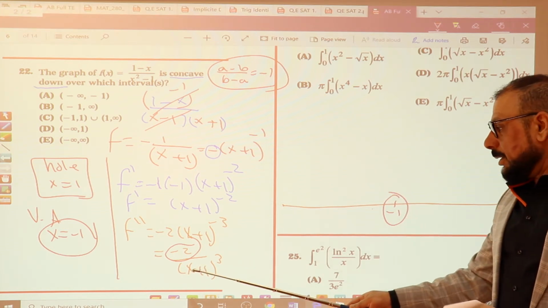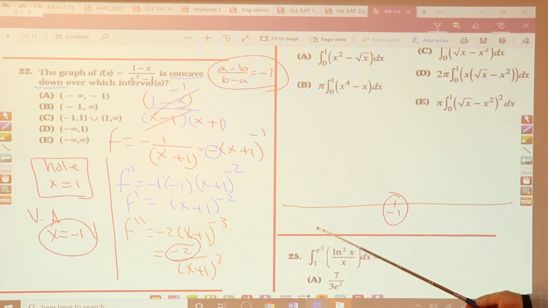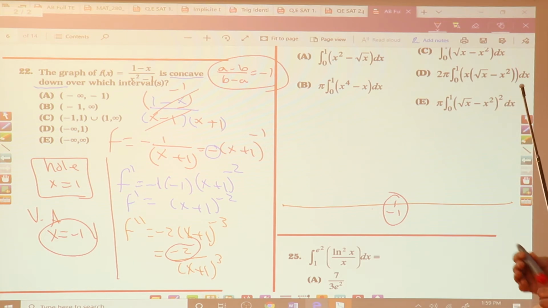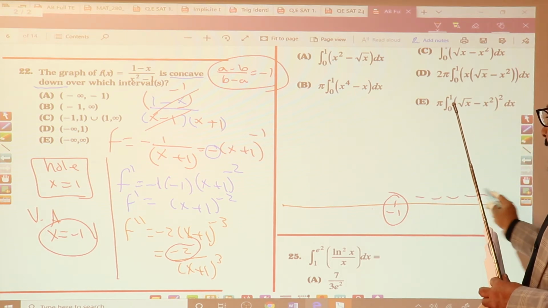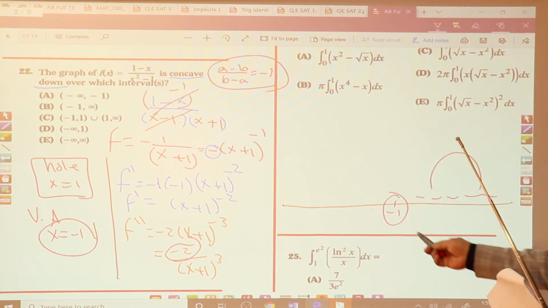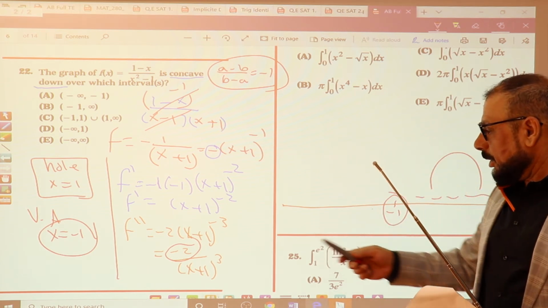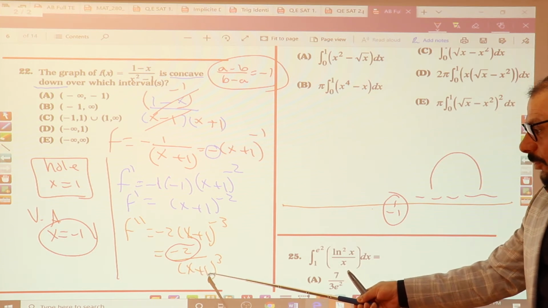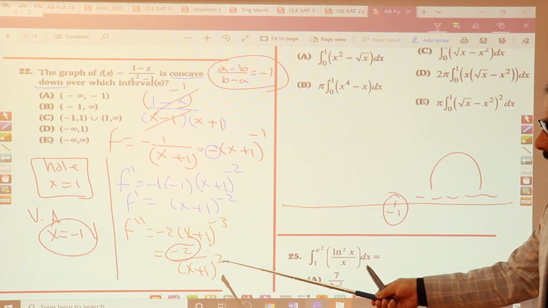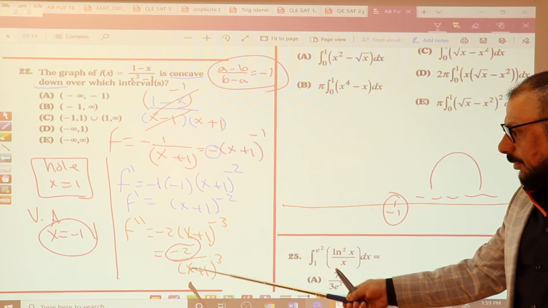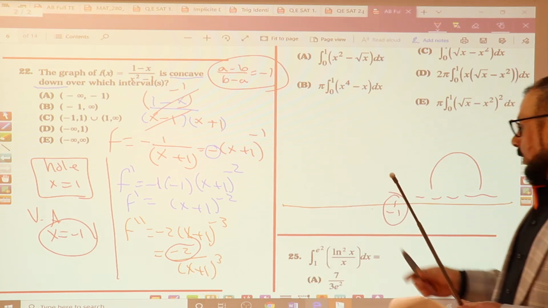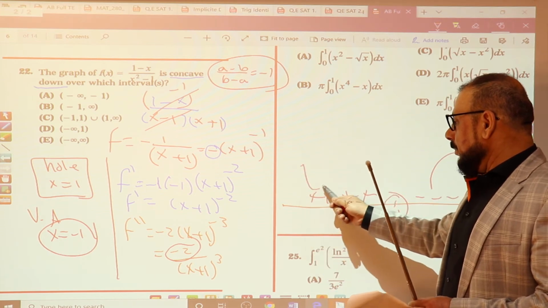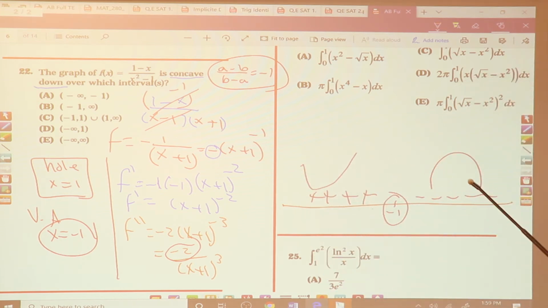Zero here, plus 1 is 1 cube, negative 2 is negative. Then this guy is what? Negative, which is concave down. If you take negative 2 here, negative 2 plus 1 is negative 1. Negative 1 cube is negative. Negative over negative is positive. Then here is going to be positive, concave up.